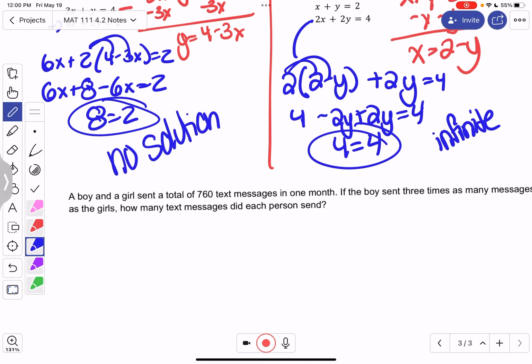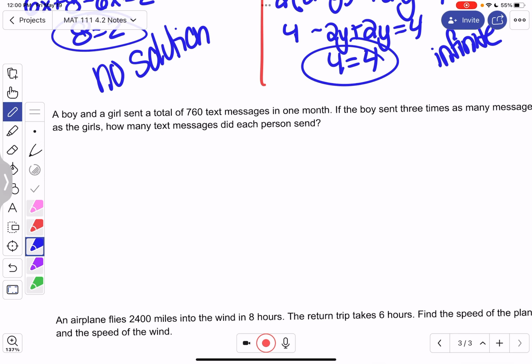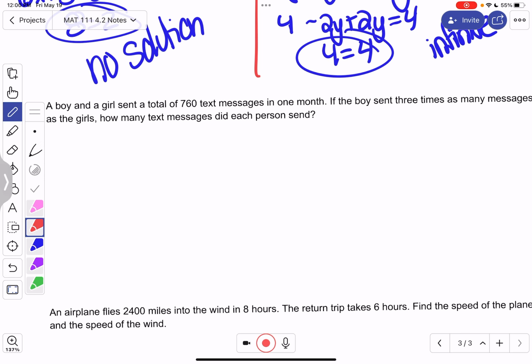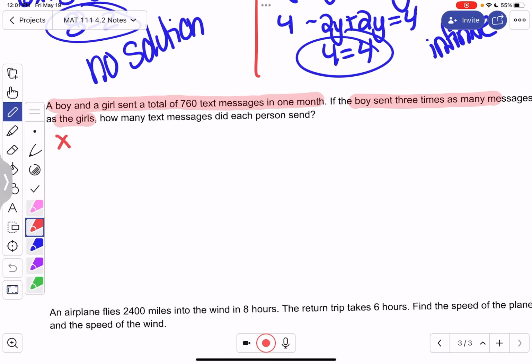Now let's try a couple word problems. So we're going to go back and use those skills from chapter 2, where we read our things, write our equations, solve, and check. A boy and a girl sent a total of 760 text messages in 1 month. The boy sent 3 times as many as the girl. So let's call X the boy and Y the girl.